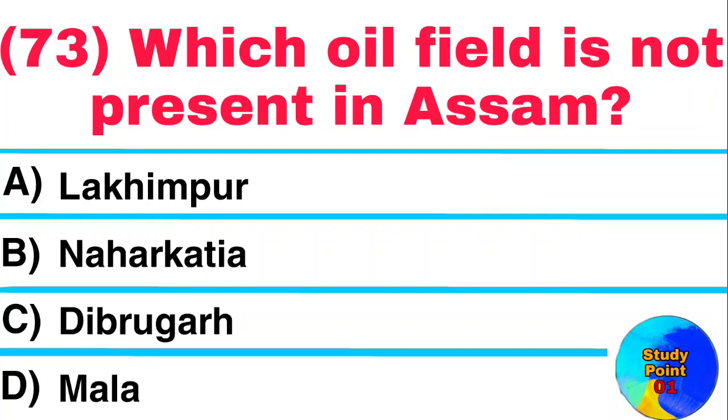Question. Which oil field is not present in Assam? A. Lakhimpur. B. Naharkatia. C. Dibrugarh. D. Mala. Answer. Mala.